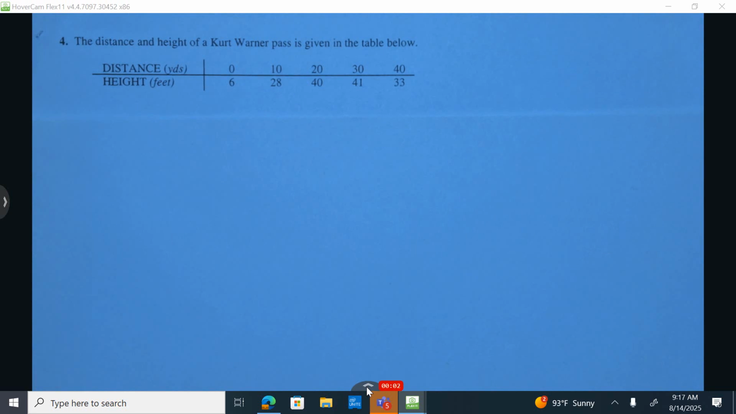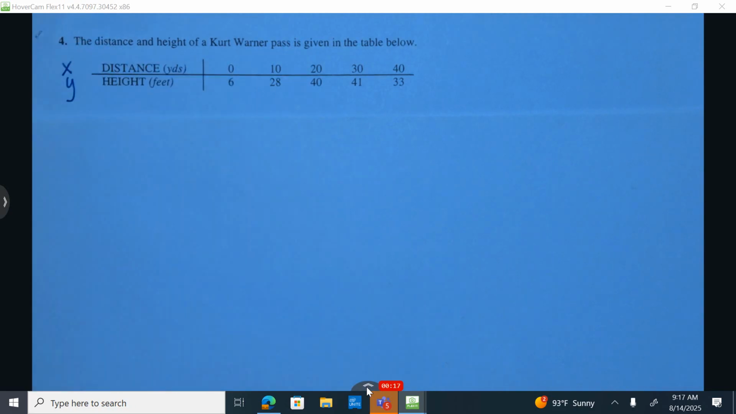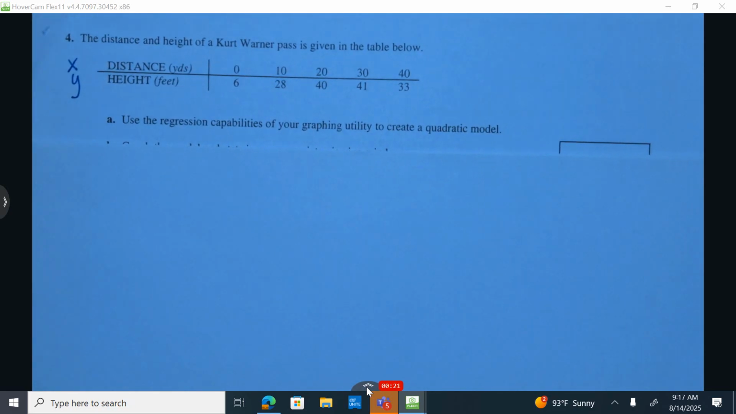All right, we are right now on lesson 4. We're looking at problem number 4. The distance and height of Kurt Warner's pass. He was a Hall of Fame quarterback. It is given by the following information. Please go up here. Distance is going to be our X value, and height of the football is going to be our Y value. Now, grabbing your highlighter, we are going to highlight what we need to do.